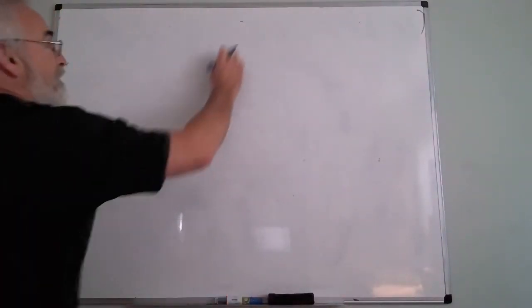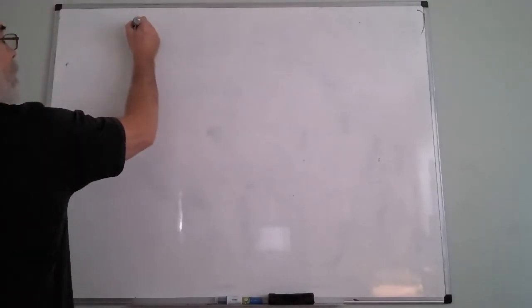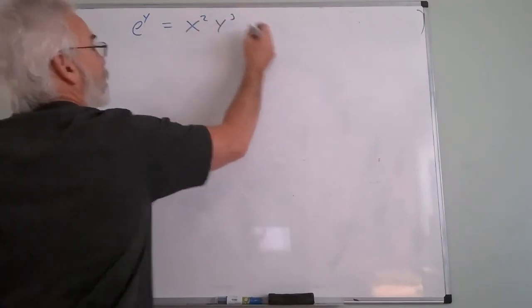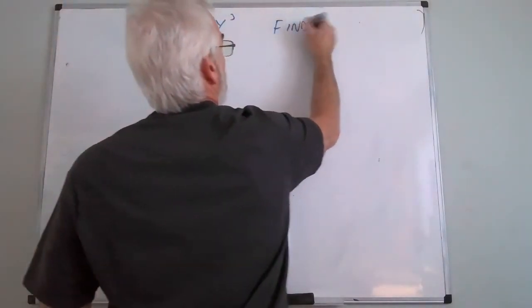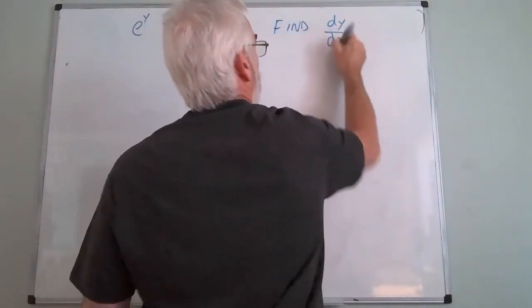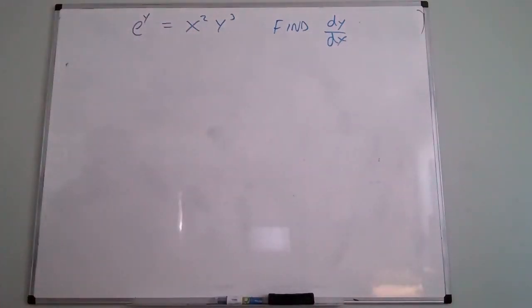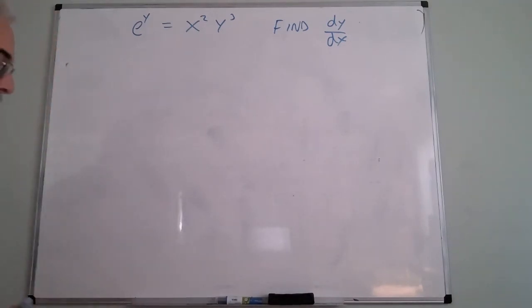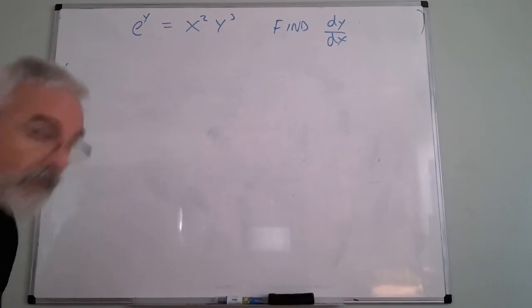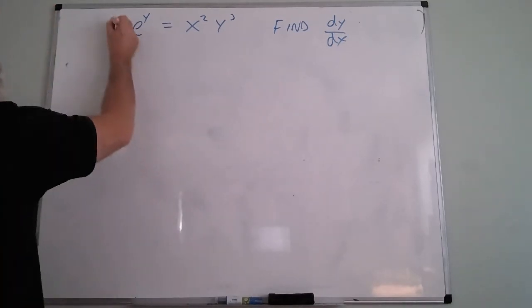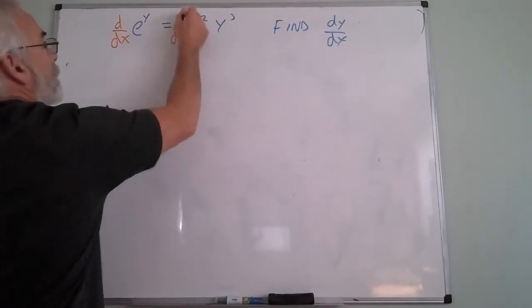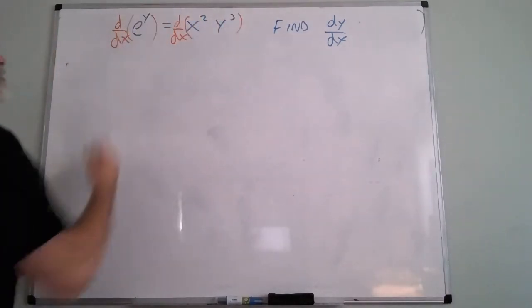Now I want to do an implicit problem. All right. Let's suppose that e to the y equals x squared y cubed. Using implicit differentiation on exponentials and logs is actually really handy and shows up fairly often. So I want to do this one implicitly. So this is what I want to do.